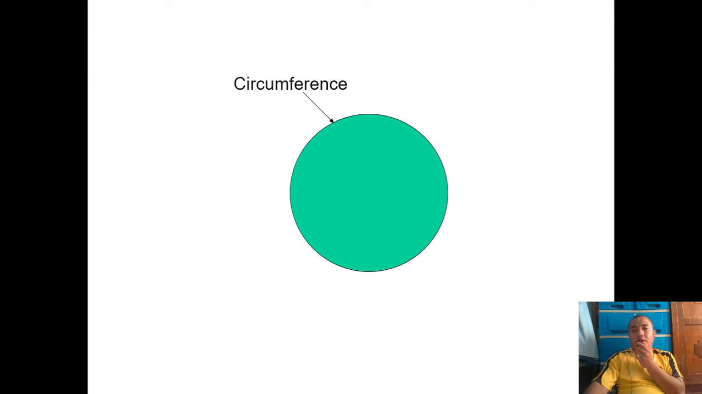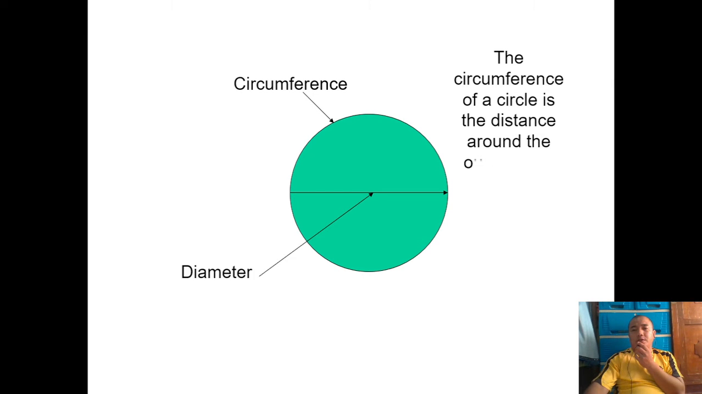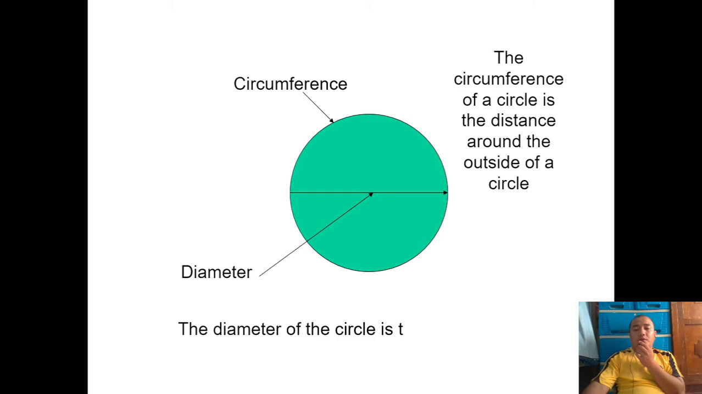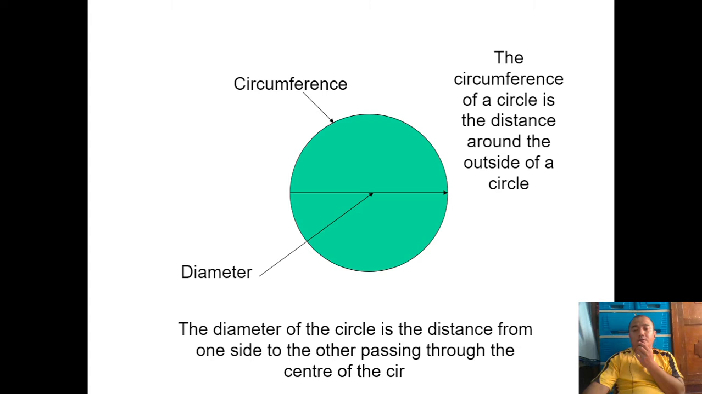So let's proceed now to the next, circumference. That's the diameter of the circle. The circumference of a circle is the distance around the outside of a circle. So it's equivalent to the perimeter of a square or a rectangle. So what is the length? Circumference is actually the length around the outside of the circle. The diameter of the circle is the distance from one side to the other passing through the center of the circle.